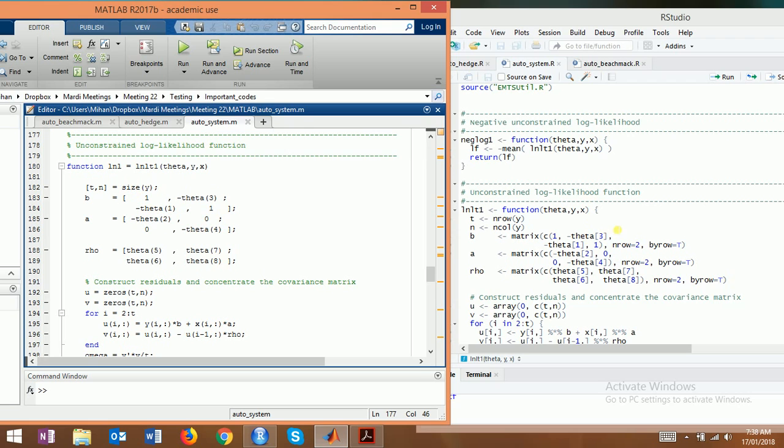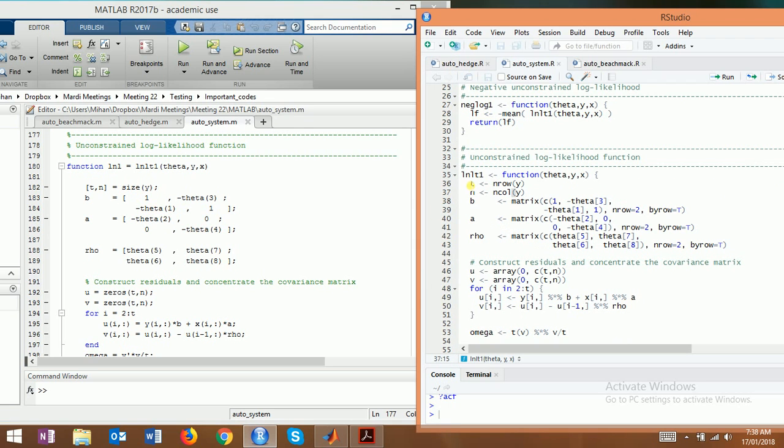First T, N is the size of y: T rows of y, N columns of y. It's not easy in R. N rows of y and N columns. B is the matrix 1, theta 3, theta 1. So first we run the matrix function, then we combine the matrix: 1, theta minus 3, minus theta 3, minus theta 1, 1.